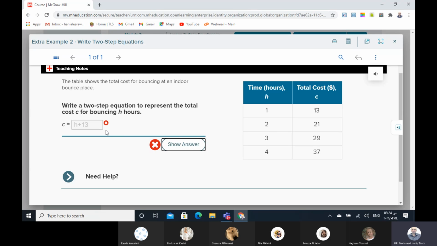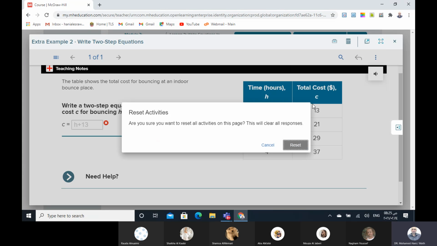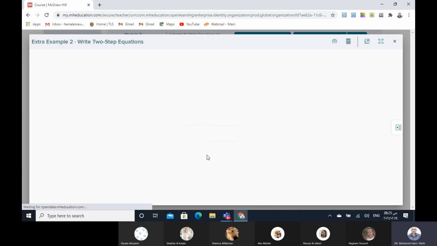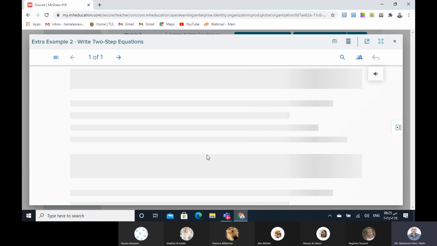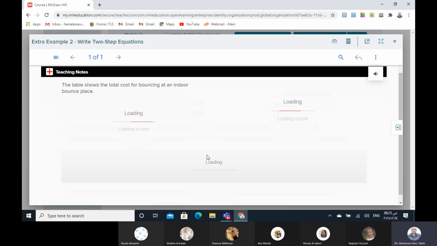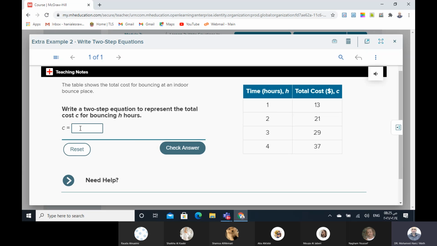C equals 8H plus 5. Right answer. This is the rule between H and C, and this form is the equation, the two-step equation.